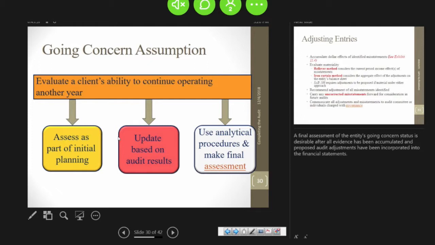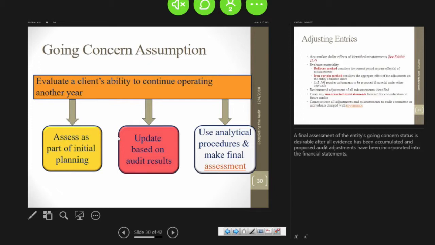Right, and also you have to keep in mind that clients are experiencing going concern issues. So they're trying to address that issue throughout the entire audit, and they're probably dealing with it before the auditors even come in. So the auditors will have the information available.